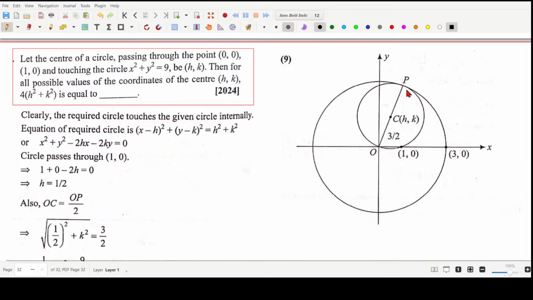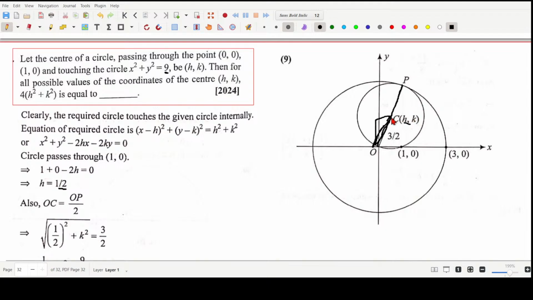Clear, no? This entire part should be equal to 3 because this radius is 3, and this part obviously should be 3 by 2. And h we have already figured out, it should be 1 by 2. How did you figure that out? Because the circle is passing through this point, which is 1, 0. But we did not figure out k.